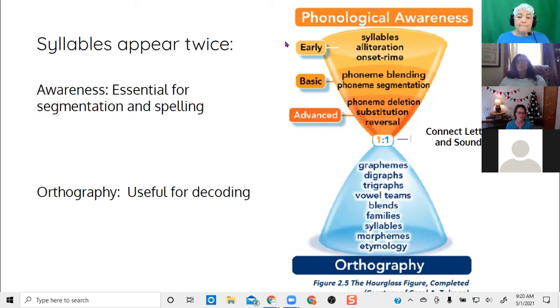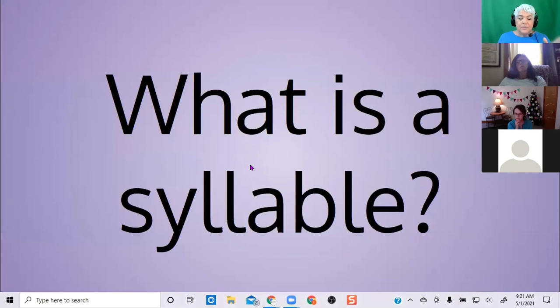So we have to address syllables at two different levels. Today, I want to focus on the lower end, the decoding. So using syllabication to help us decode longer words. But I know so many questions come up about the awareness of syllables that we'll touch on that a little bit. So what is a syllable?